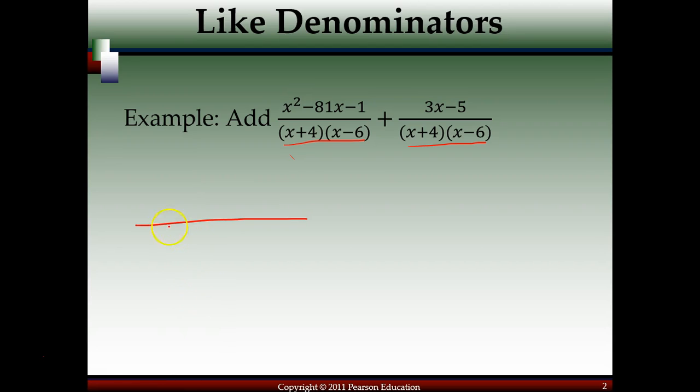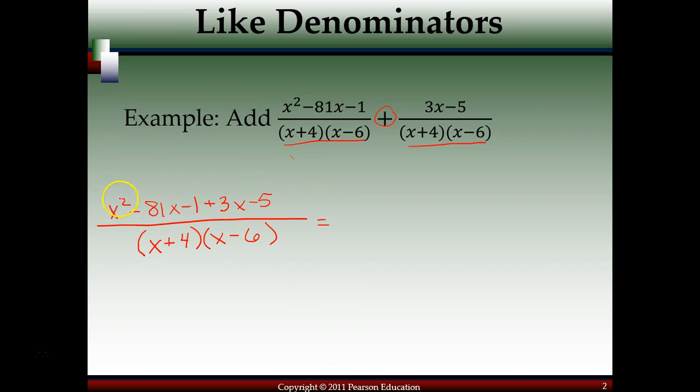I don't know exactly where I left off my last sentence, but what we're going to do in the first step is just write a single denominator, because these are like denominators. Just going to write 1. And then we're going to combine together the two numerators. So we're going to say x squared minus 81x minus 1, then plus 3x minus 5.